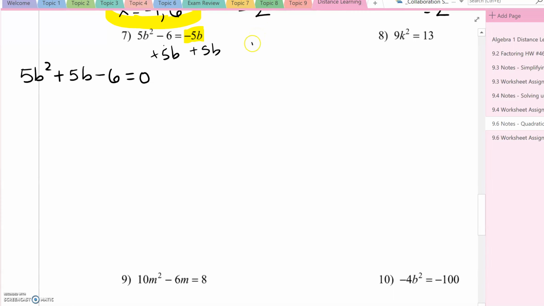Let's write our quadratic formula. X equals negative b plus or minus the square root of b squared minus 4ac all over 2a.